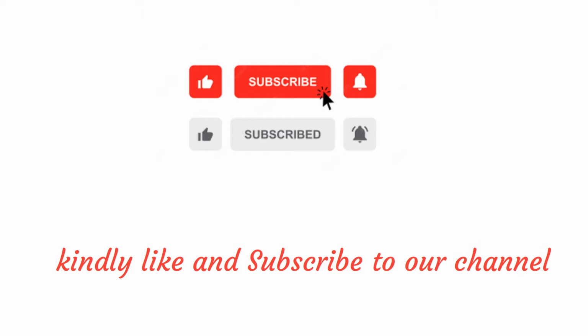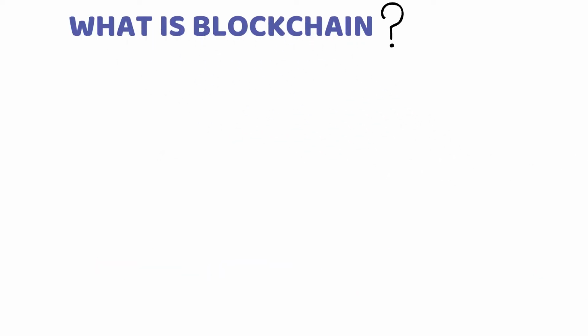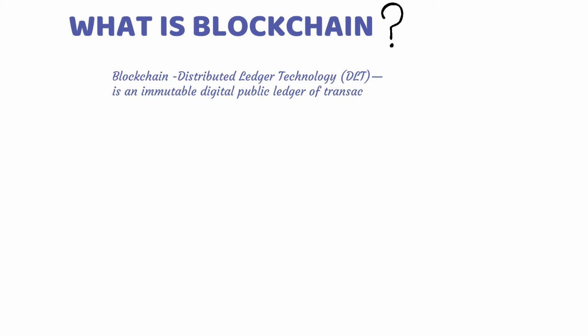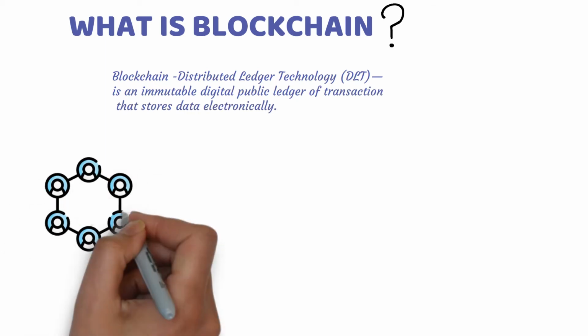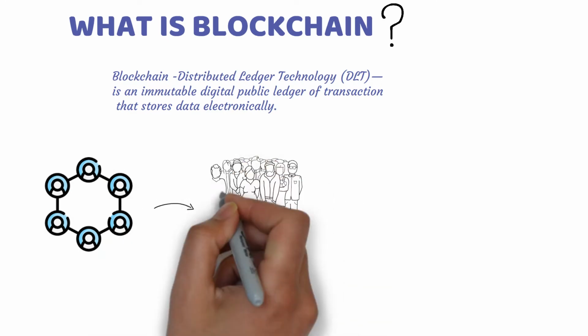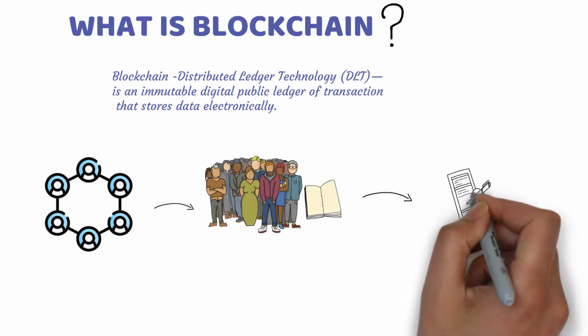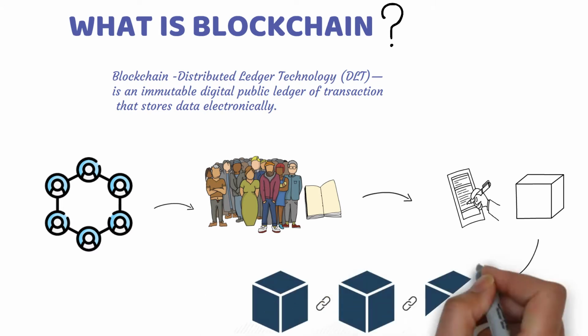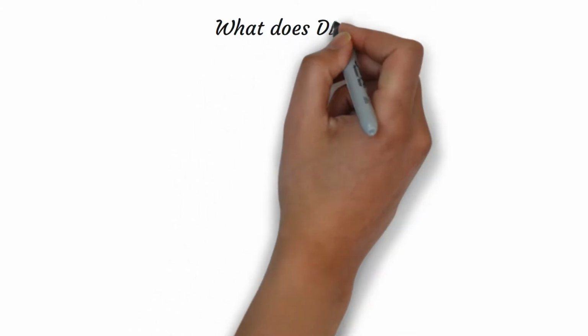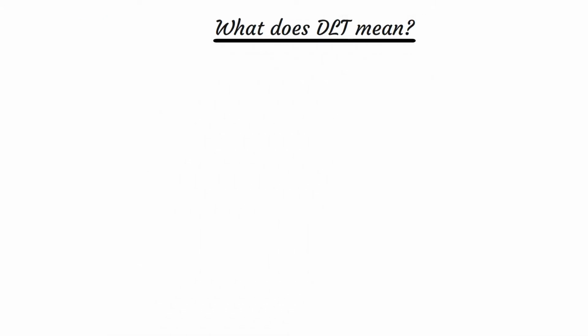Now let's proceed! What is blockchain? Blockchain, a distributed ledger technology, DLT, is an immutable digital public ledger of transactions that stores data electronically. It is also a decentralized distributed public ledger that records data or information in blocks that are subsequently linked together linearly. What does DLT mean?